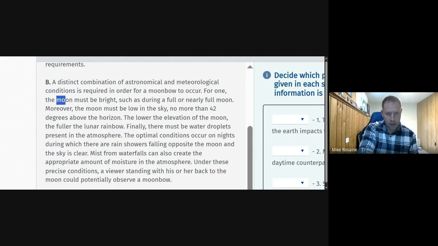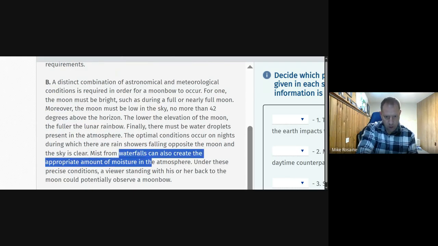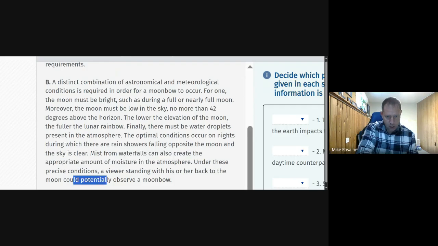So here I see moon, low in the sky, 42. What's 42? 42 degrees above the horizon. Rainbow again, rain showers, waterfall, and you could potentially observe a moonbow. So to me, B is about the conditions. One word I see a lot too is the moon. For anything about the moon or conditions, we're going here.